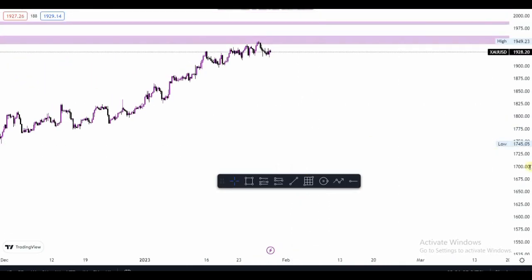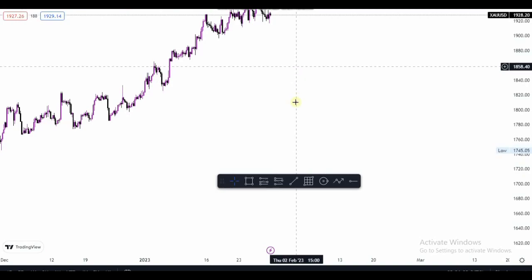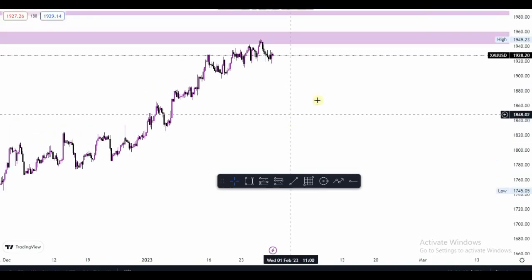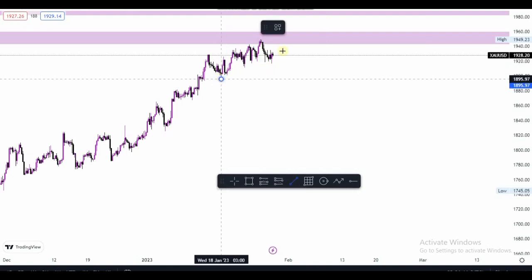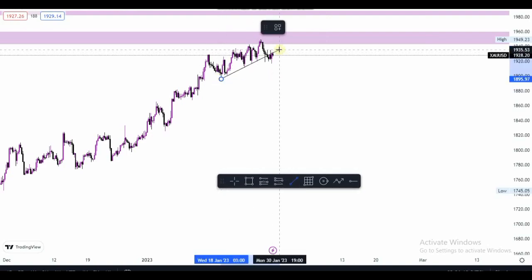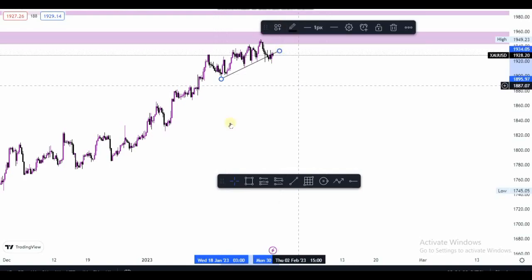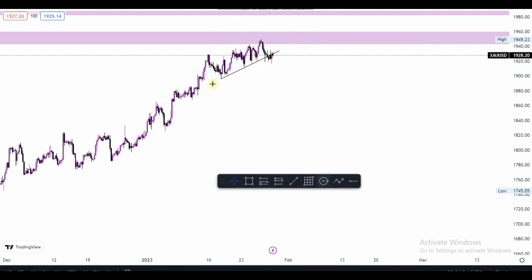Okay, so on the 4-hour, we can see that we have a nice uptrend, right? So this is a nice uptrend right over here. So what do we see, guys? We see that we made our first touch here, made our second touch here, right? And then we made our third touch, right?